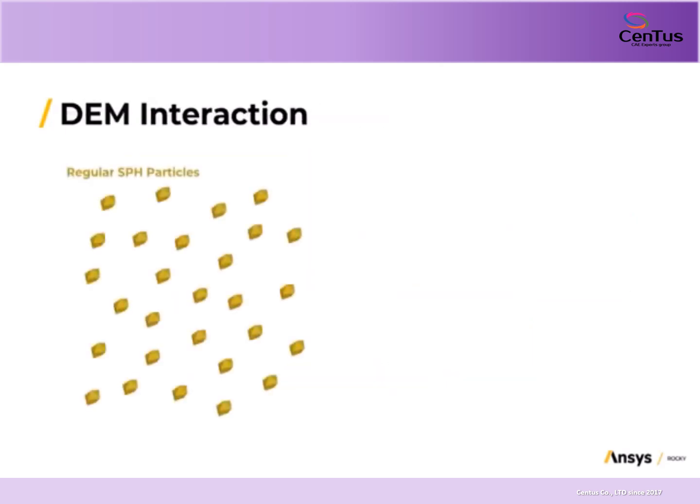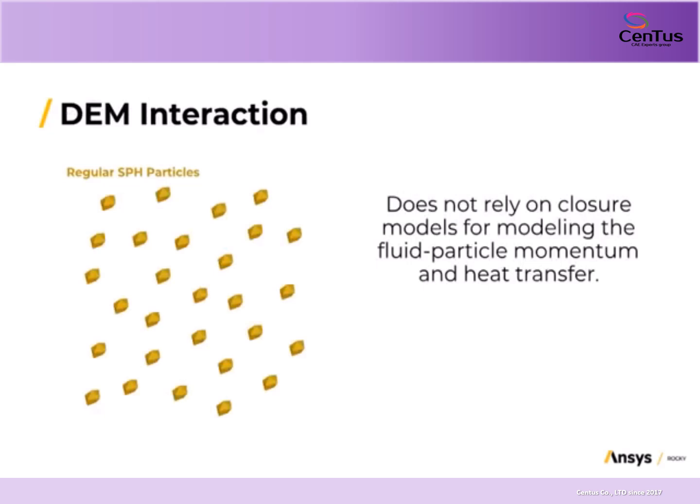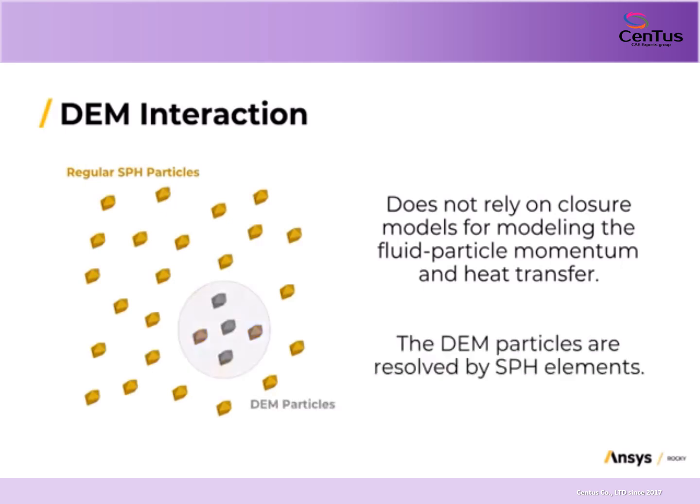When it comes to DEM interaction, Ansys Rocky SPH does not rely on closure models for modeling the fluid-particle interactions. It skips correlation-based approaches and instead a resolved mass is adopted for the momentum transfer. And it does this by placing SPH elements in the interior of each of the DEM particles.